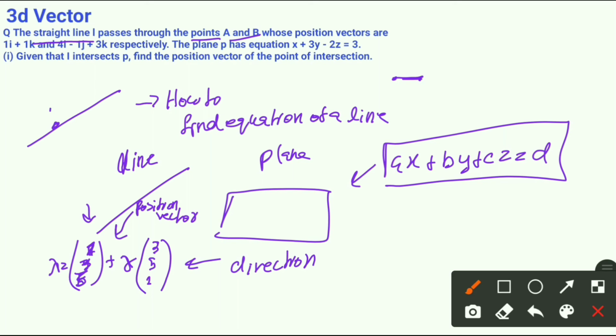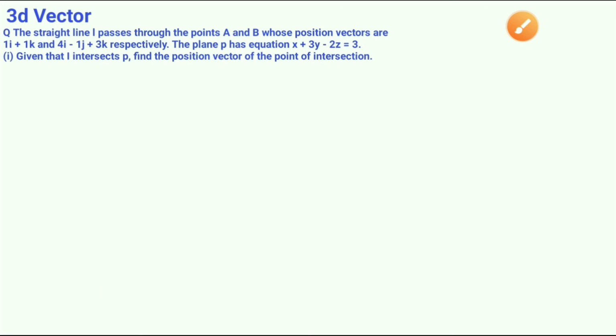The straight line L passes through the points A and B whose position vectors are this and this. So find the direction vector AB, this is the direction vector, and then choose any position vector, either A or B, doesn't matter. So it's like this: r equals OA plus lambda AB. So this is the equation of a line. This is how you make the equation of a line.